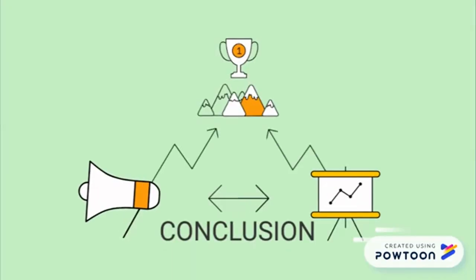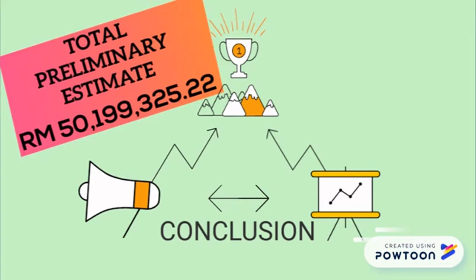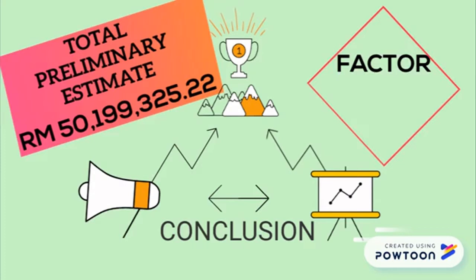In conclusion, the total preliminary estimate for our proposed building is 50,199,325 ringgit and 22 cents. Meanwhile, the factors affecting the cost are location and material price.